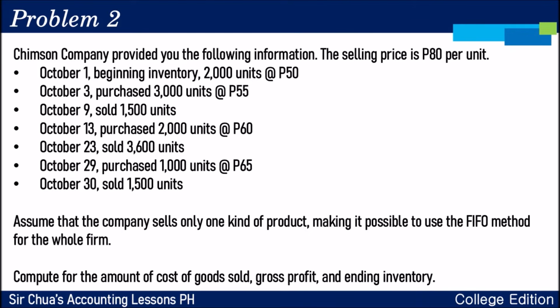Ang tanong, saan mo kukunin yung proper cost of goods sold kada binebenta natin nung October 9, 23, tsaka 30. Now, look at the statement below. Ang sabi, assume that the company sells only one kind of product, making it possible to use the FIFO method. Okay? So, same requirement. What is the cost of goods sold, gross profit, and ending inventory?